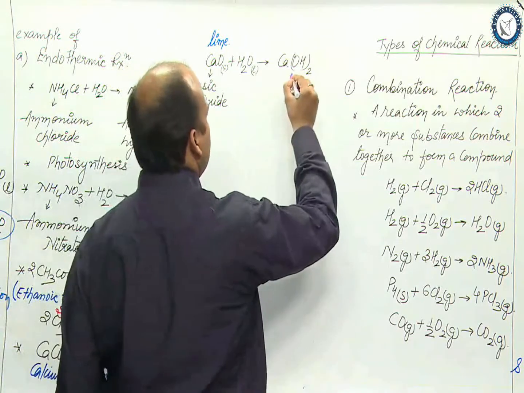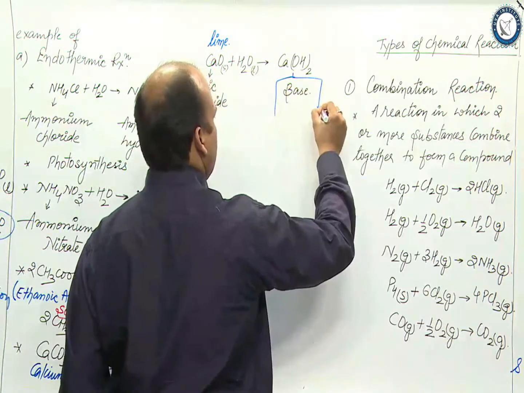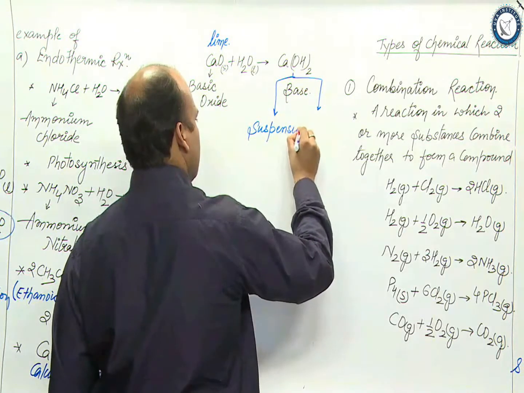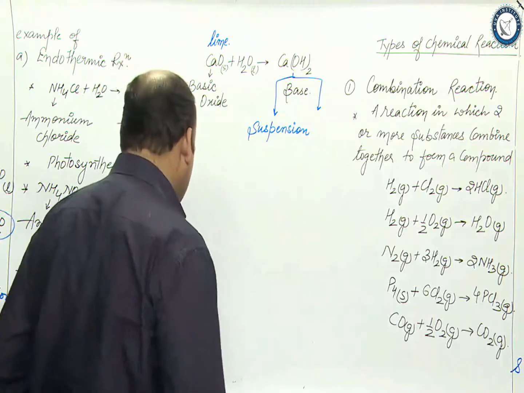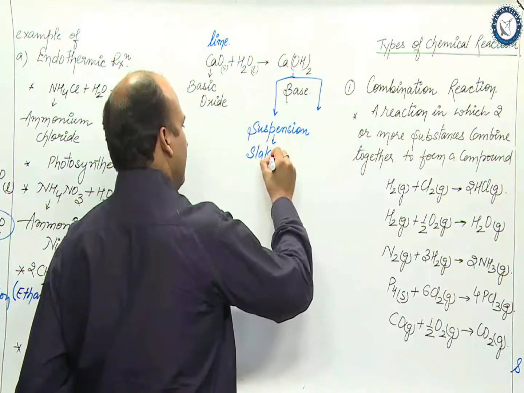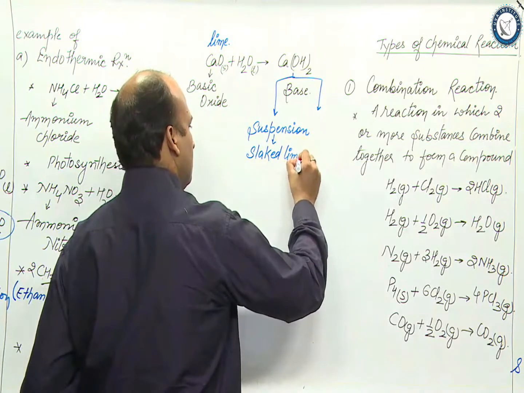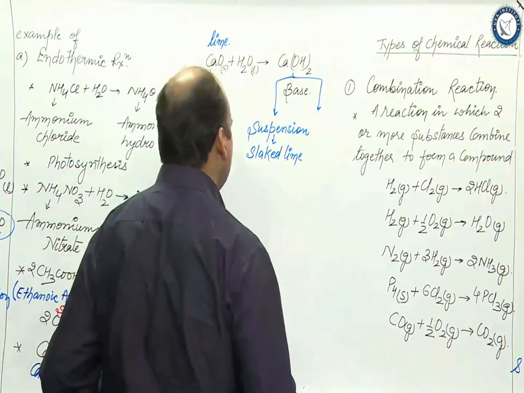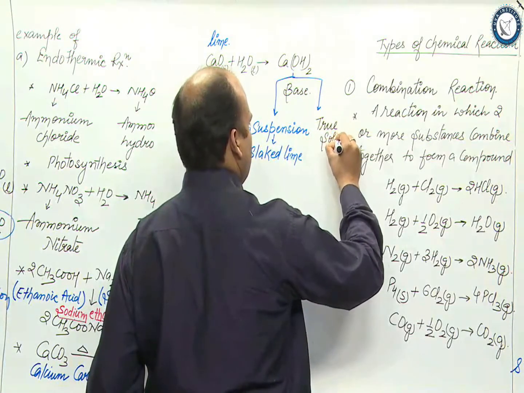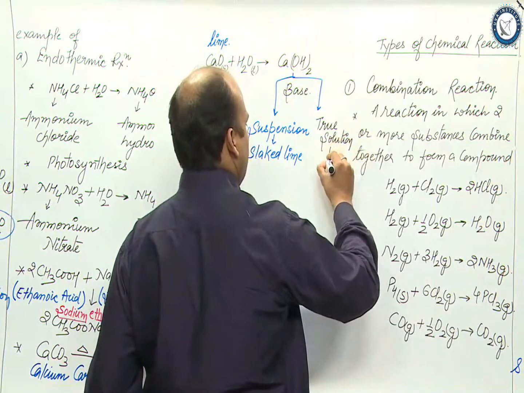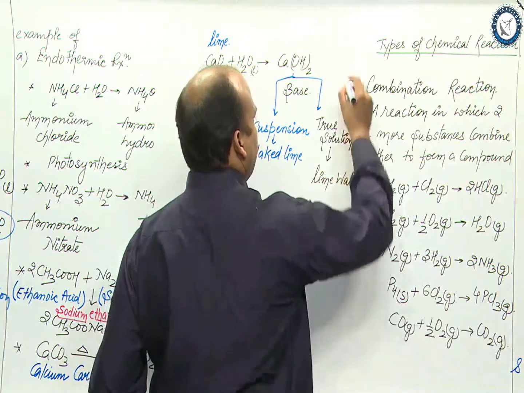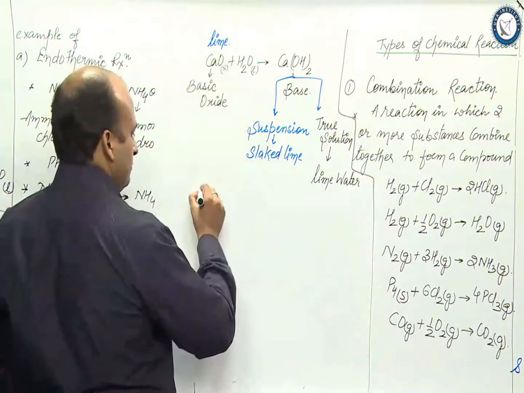Okay. Now this CaH2 can be given two names. If it is a suspension, then it is termed as slaked lime. Okay. But if this is a true solution, it is termed as lime water. ठीक है, एक ही कंपाउंड है, दो नाम.